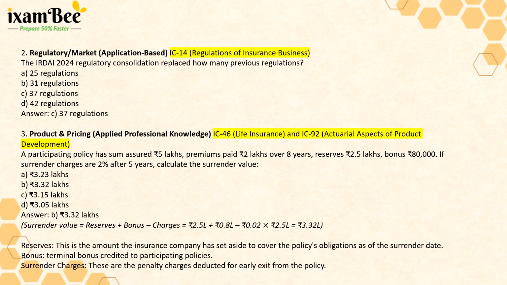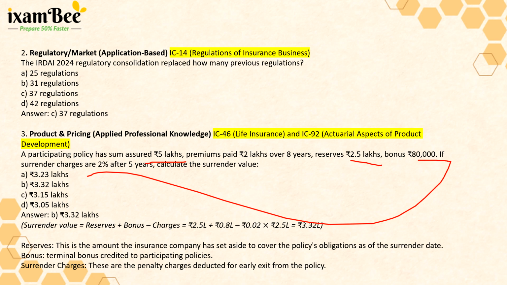Question 3 is a product and pricing applied professional knowledge question. It is taken from IC 46 and IC 92. So the question states that a participating policy has a sum insured of 5 lakhs, with premiums paid of 2 lakhs over 8 years, reserves of 2.5 lakh and a bonus of 80,000. If the surrender charges are 2% after 5 years, calculate the surrender value.